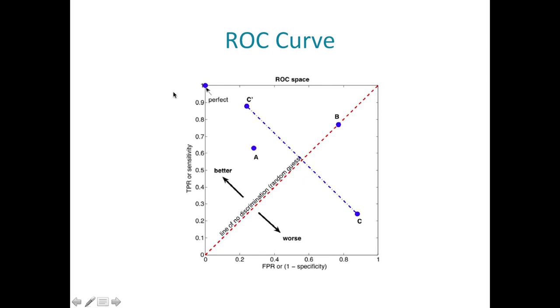I mean, it typically never happens, but in general, what we want to make sure is that we are in the area of A and or C, okay? I mean, we want to definitely be in the area where it says better, and that's the area where we want to have our ROC curve.